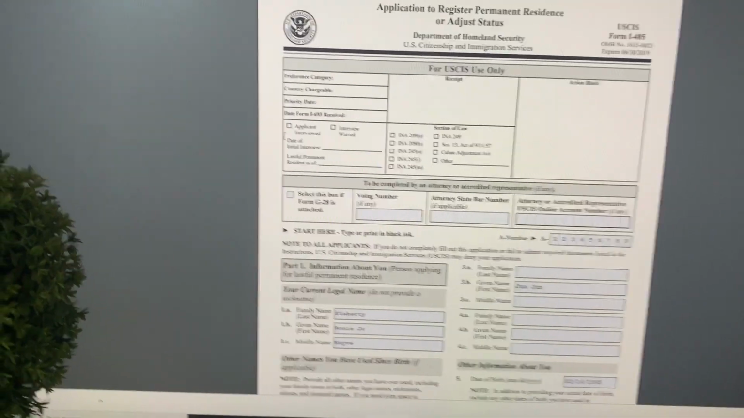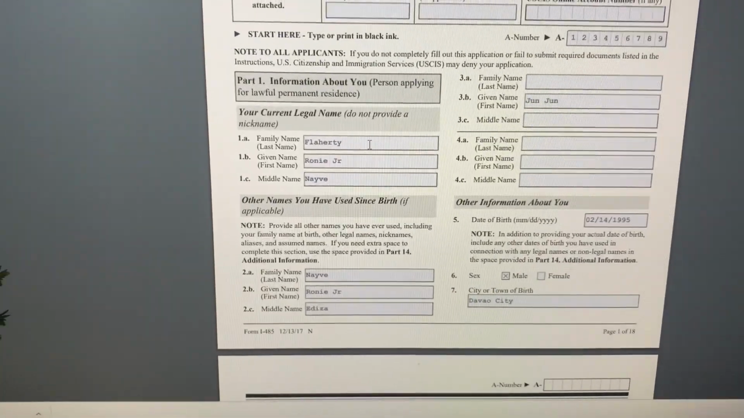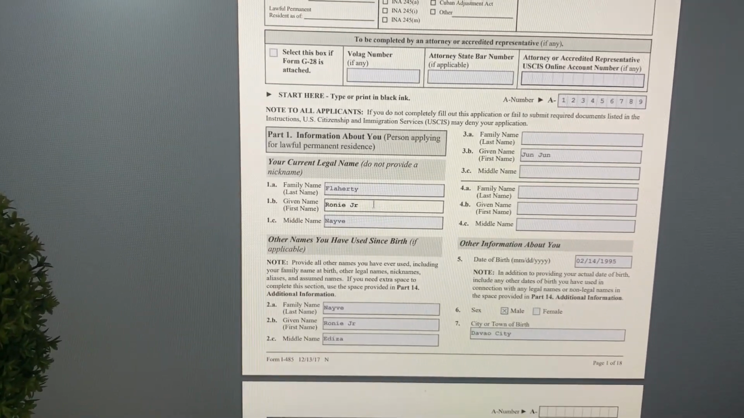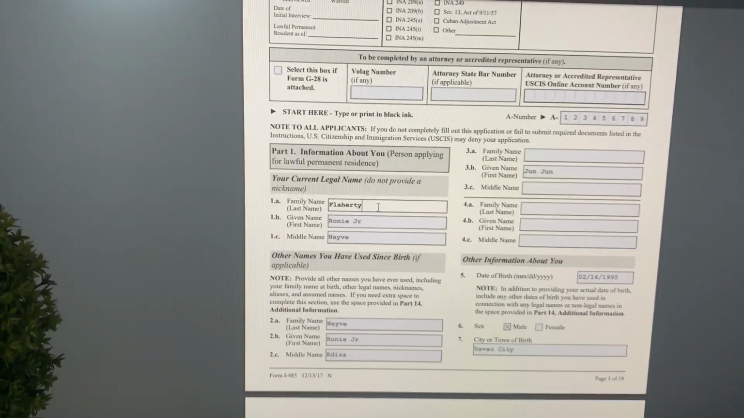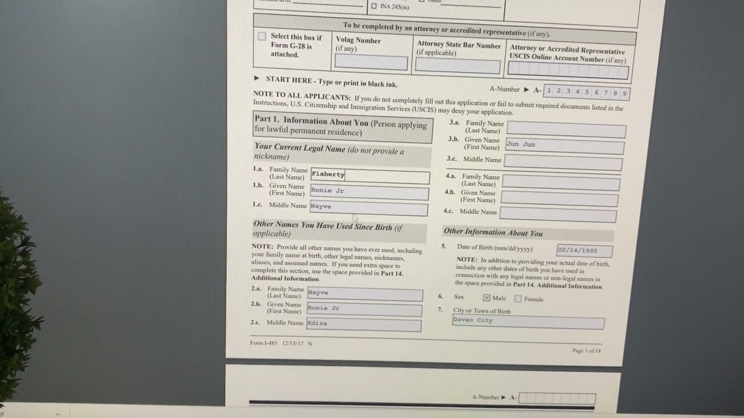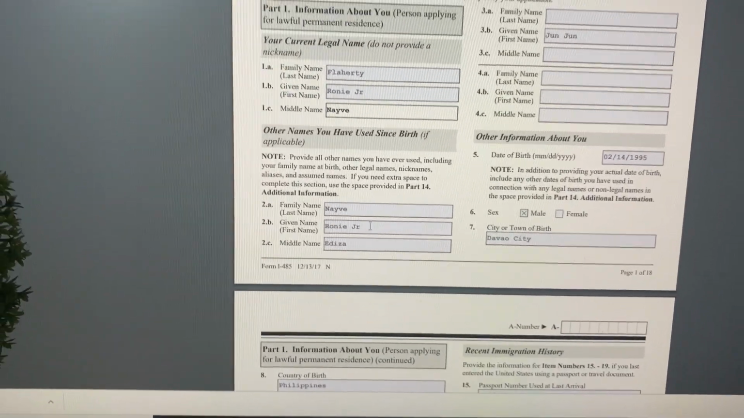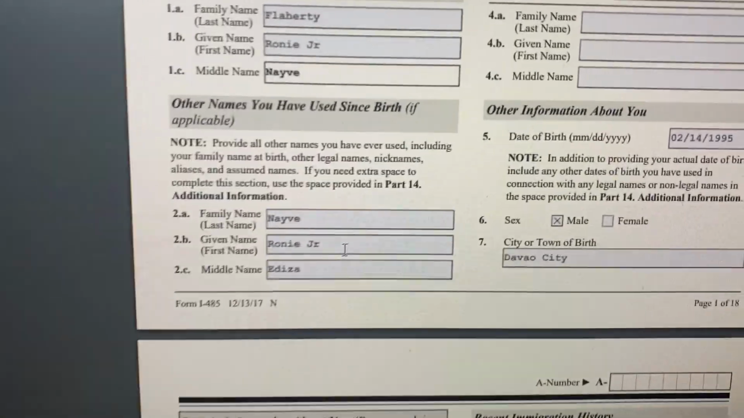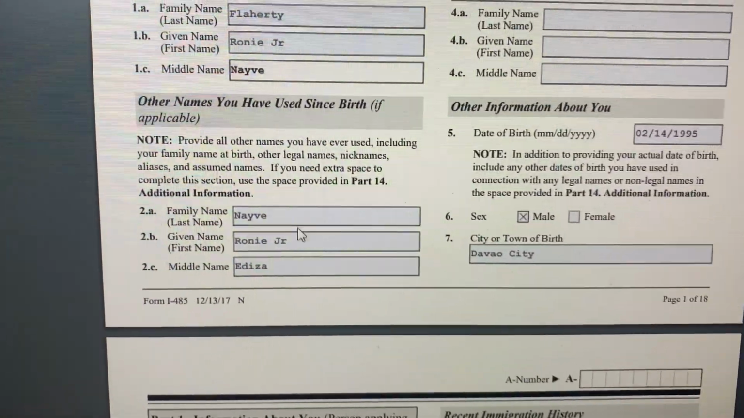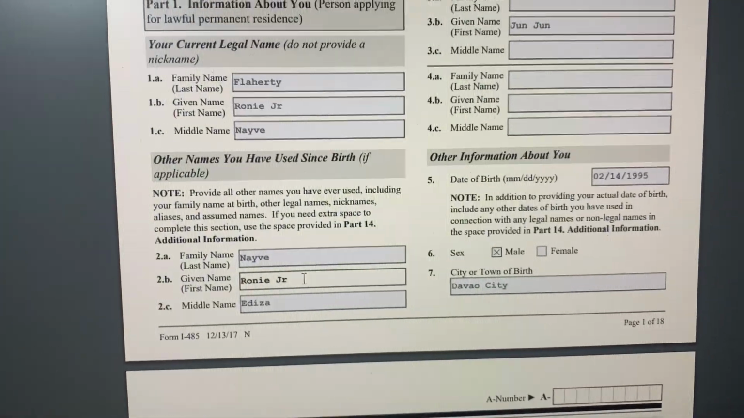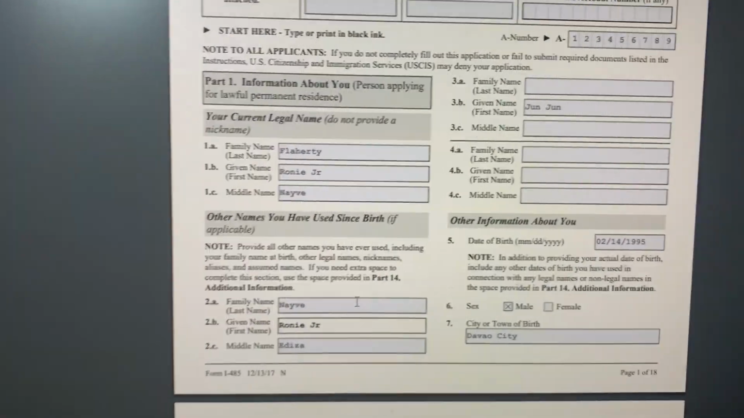So first, fill up your name. I put my first name, then family name, that's my married name, and my middle name. I also put my single name, Ronnie Jr. Nivy Ediza. That's my single name before I got married to my husband.